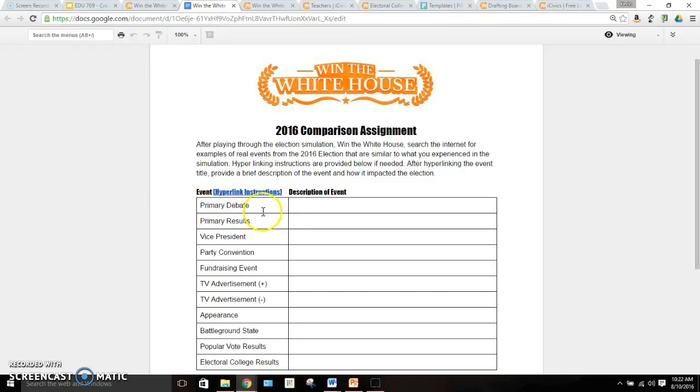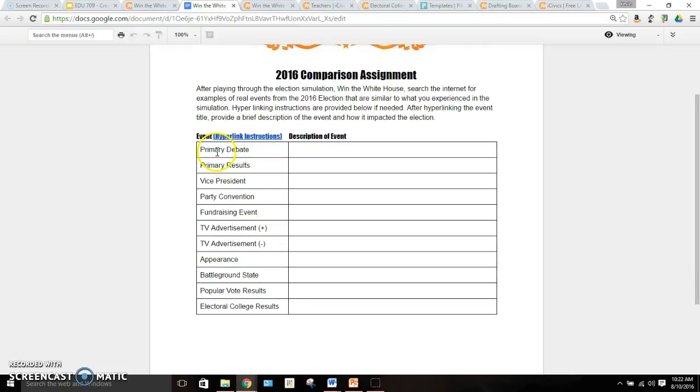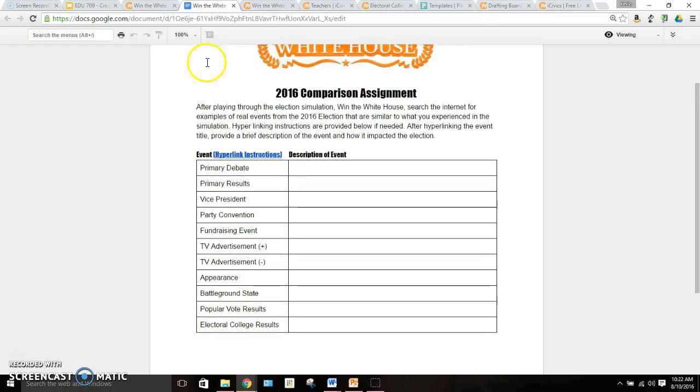They get their information, whether it's a video or a news article, whatever the case may be. Then they have to write a brief description of the event here. And you can see here primary debate results, vice president selection, party convention, and you can see the rest of them down here. So that's their ultimate assignment, and that is based on the structure of the game in the White House.